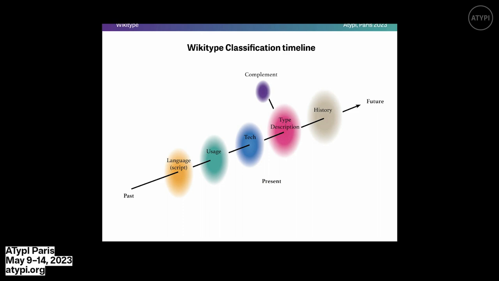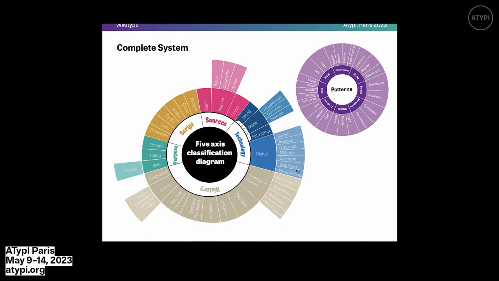And if we put ourselves at the start of the timeline where it says past, and if we put it in this line, we would see something like this. This is a complete system. Each one of the colors represents one of the fields of typography. So we can see the script, the sources. Here I am using a little bit of the terms that Catherine Dixon used in her essays, in her work.